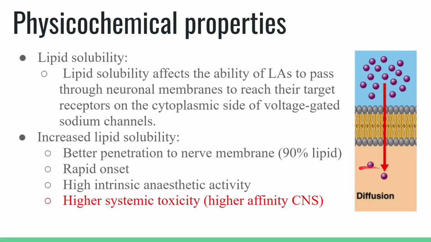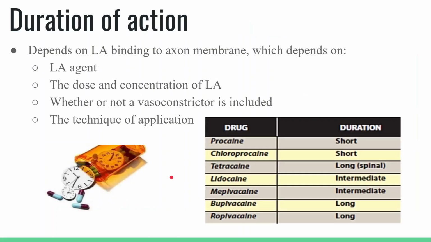But we have a potential drawback here, which I show in red, and it says higher systemic toxicity, especially because of its affinity to the central nervous system. If something is lipid soluble, it's more likely to dissolve into the blood-brain barrier and end up in the brain and spinal cord, so it's more likely to have some systemic toxicity. So this is a potential drawback to the lipid solubility of our local anesthetics, something to keep in mind.